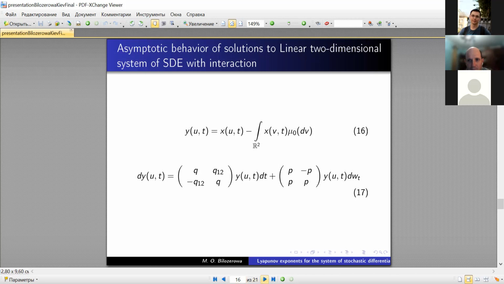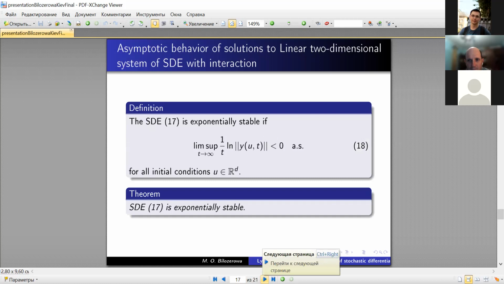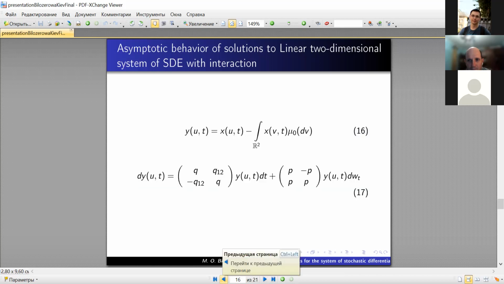And then we know that this stochastic differential equation is exponentially stable, that the next limsup is negative almost surely. So if in our case the top Lyapunov exponent is negative, then our SDE 17 is exponentially stable. And looking at what this system was, we understand that our solutions exponentially tend to the limit of our mass, and the behavior of different particles at infinity is the same as the behavior of our center of the mass.